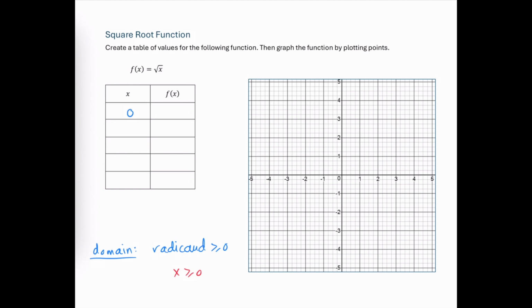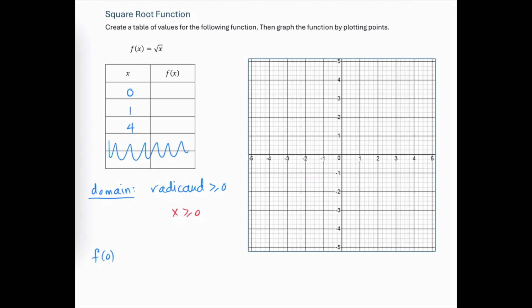I'm going to choose 0, 1. I'm going to make a jump to 4 because the square root of 4 is an integer, and I'm actually not going to use these last 2 rows. So let's start by plugging 0 into the function. We'll get the square root of x, and we're going to plug 0 in for that x. The square root of 0 is 0, and that is the corresponding y value that comes out when we plug in x is equal to 0.